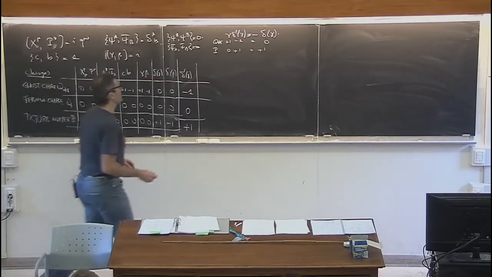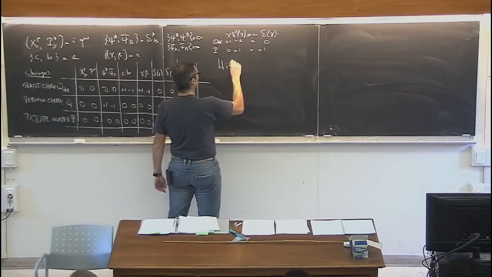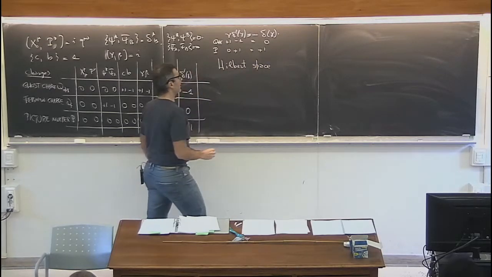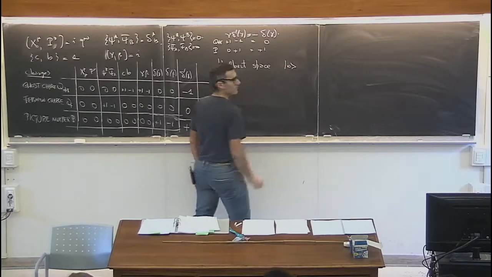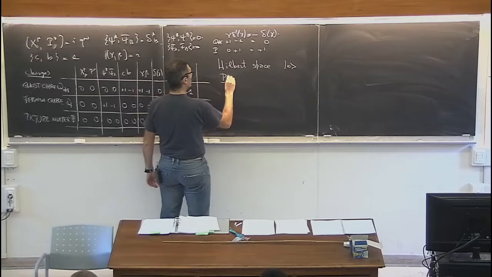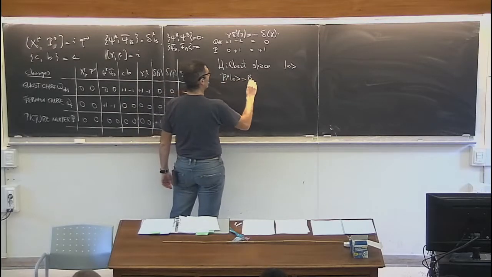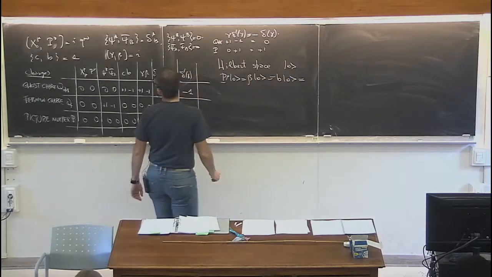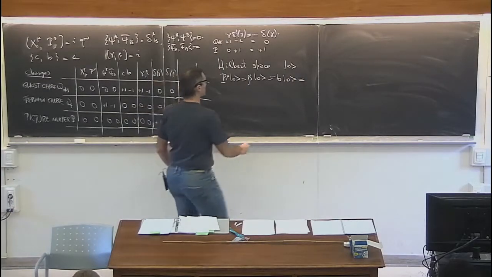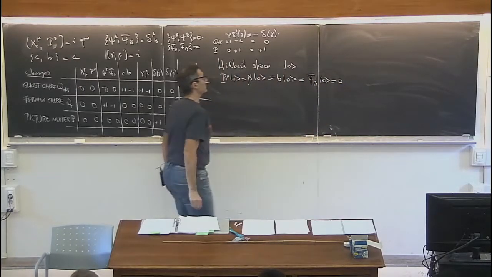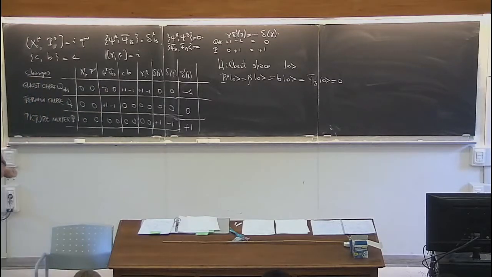Now let's construct the Hilbert space. For that, I need a vacuum. I will define it this way: the vacuum is annihilated by p_μ, β, B, and what else? Yes, ψ̄_B annihilates the vacuum. So this is the definition of the vacuum.